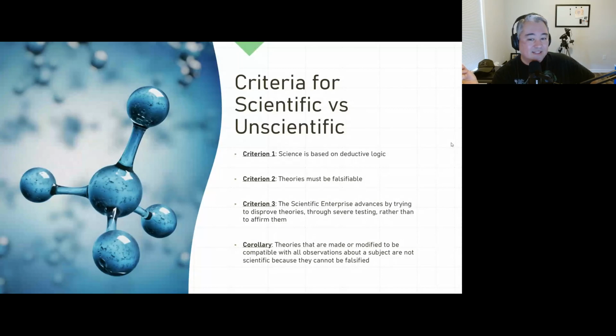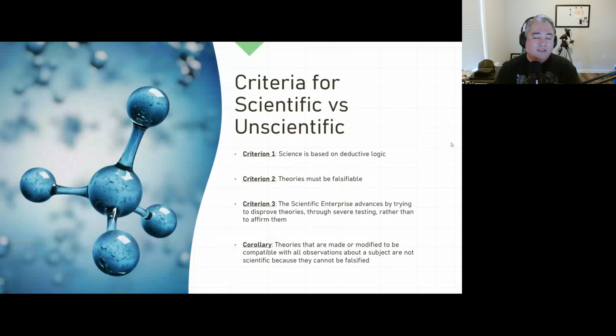That's pseudoscience at best. And then the third criterion is that we need to be, as a scientific enterprise, going forth and trying to disprove our theories, not prove them correct. We're not trying to affirm them, because when we start affirming things, we get into issues where we aren't looking for the exceptions to the theory. And we'll talk a little bit more about this in a couple slides.